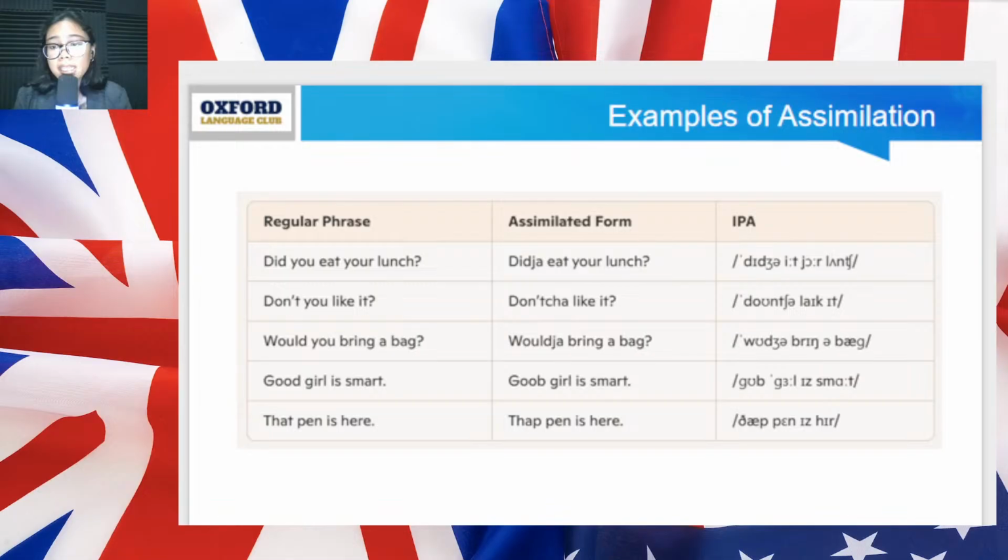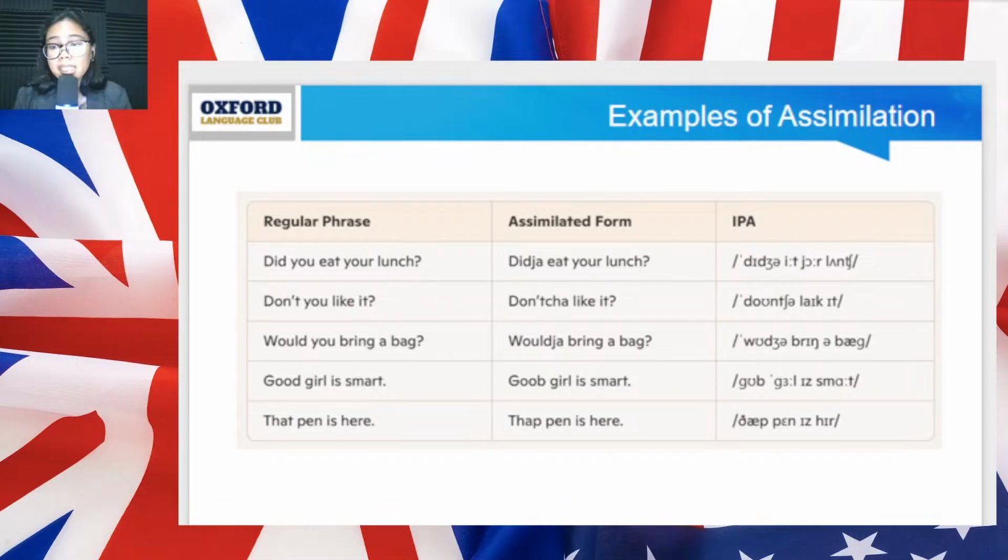Let's continue with the third example. The phrase in its full, complete, and distinct form is "Would you bring a bag?" Now, if you pronounce this full sentence very slowly and clearly, just like what I did earlier: "Would you bring a bag?"